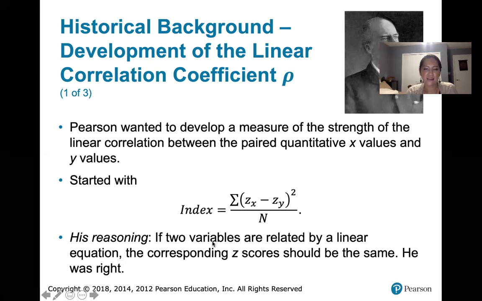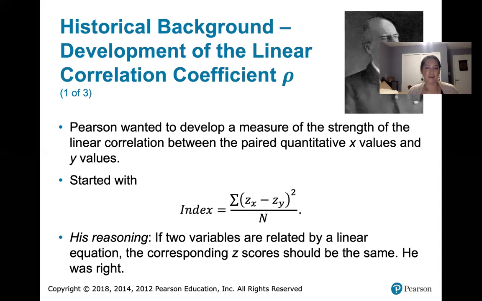So if there was evidence of a linear relationship between the x and y values, these 2 values would be the same. That means that we would get a difference of 0 here. This minus this would be 0, and then the index value would be 0. Now that is exactly what he was expecting to happen if he had a positive linear correlation between the variables, or in other words, if that linear equation describing the relationship between x and y had a positive slope.